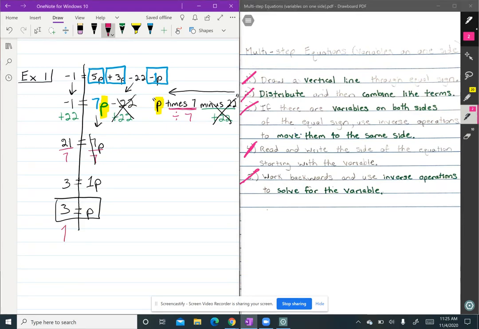Remember that you could then take this value 3, substitute it back into the original equation, and make sure that both sides are equal.